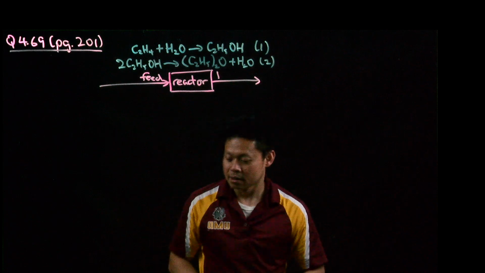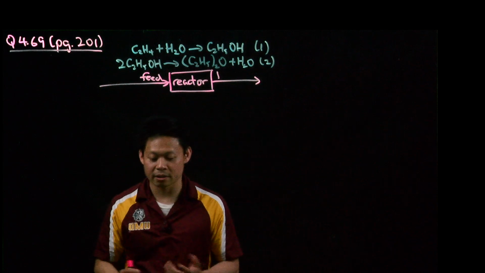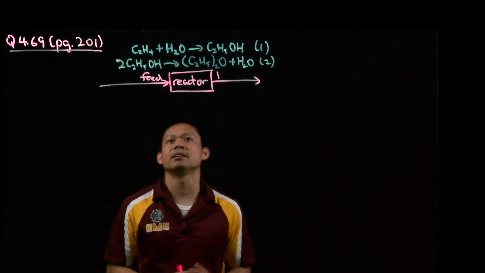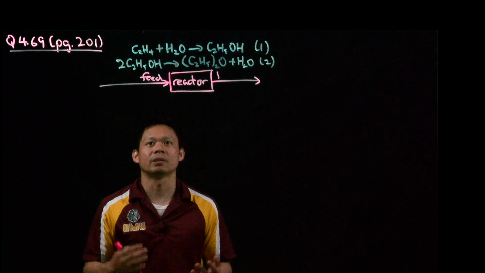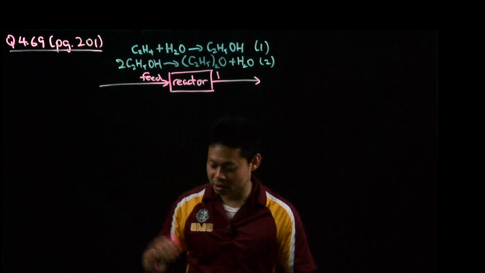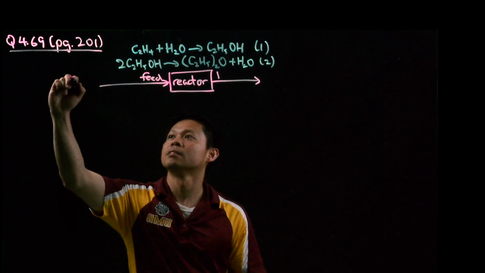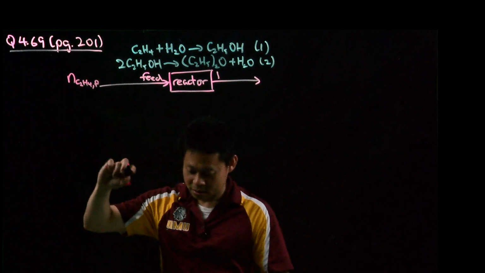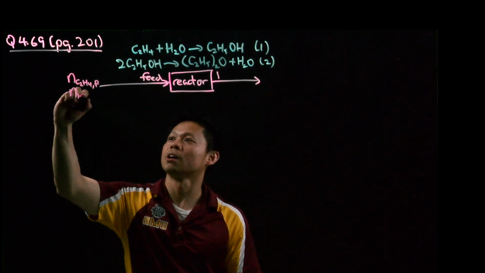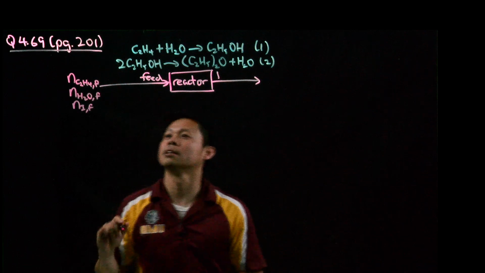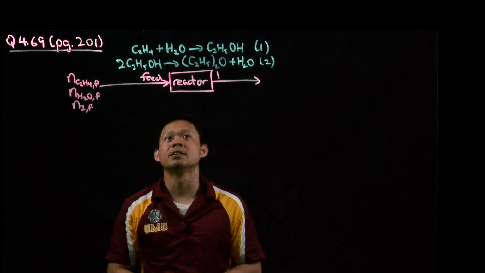We have a feed. The next line says that the feed to the reactor contains ethylene, steam, and an inert gas, and we do not know anything about the compositions or the amounts. So we're going to label these as unknowns over here. We have ethylene as an unknown in the feed, steam, so water, as an unknown, and then an inert as an unknown down here. So we have our three unknowns in the feed.